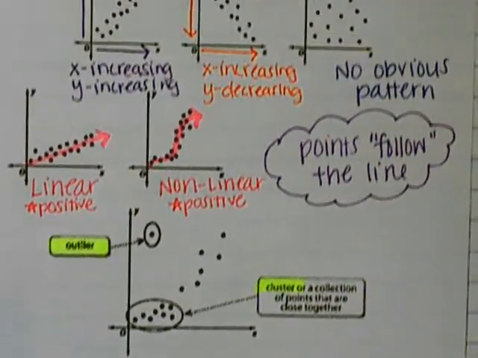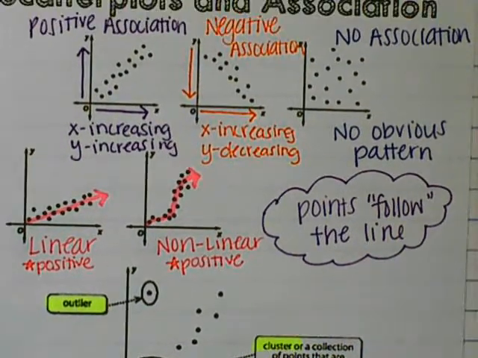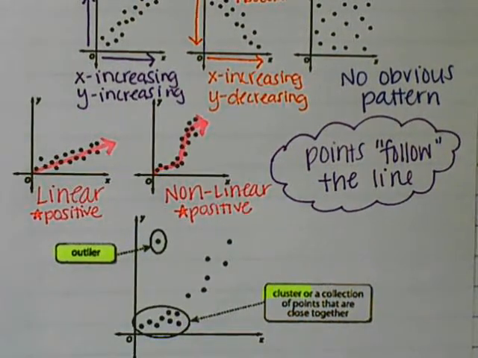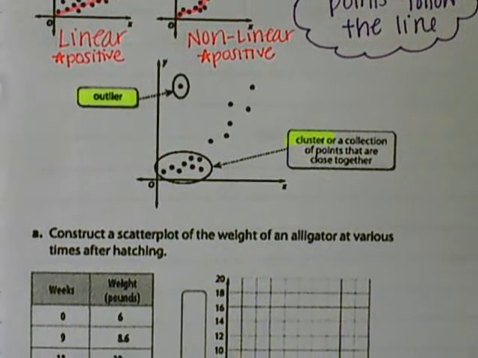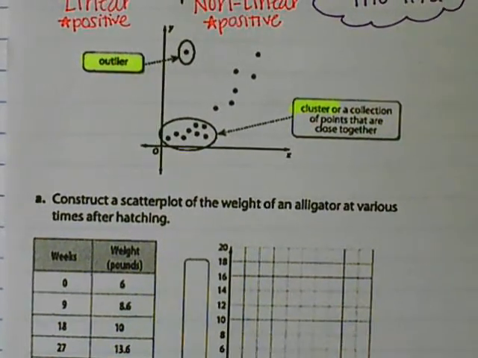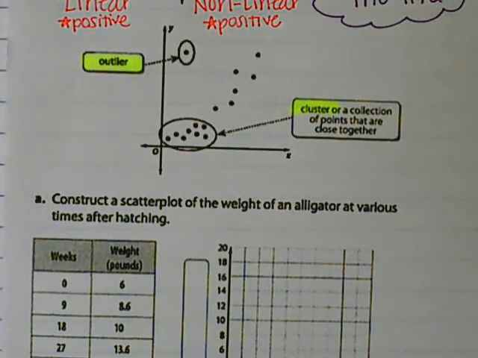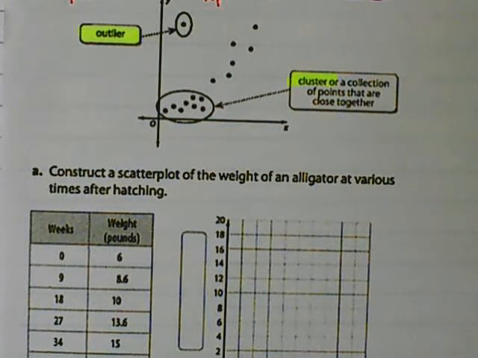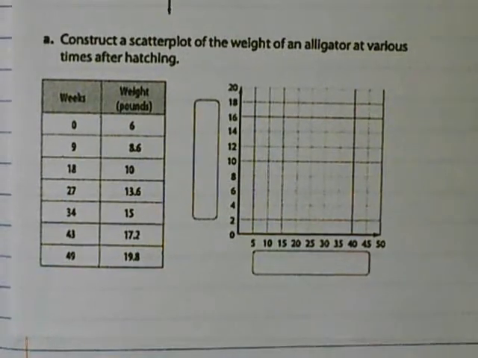So we're going to use all of these terms: positive, negative, no association, linear or nonlinear, outliers and clusters. We're going to graph the data and look, what type of association does it have? Is it linear or nonlinear? Are there outliers? Are there clusters? But first we have to start by graphing our data.